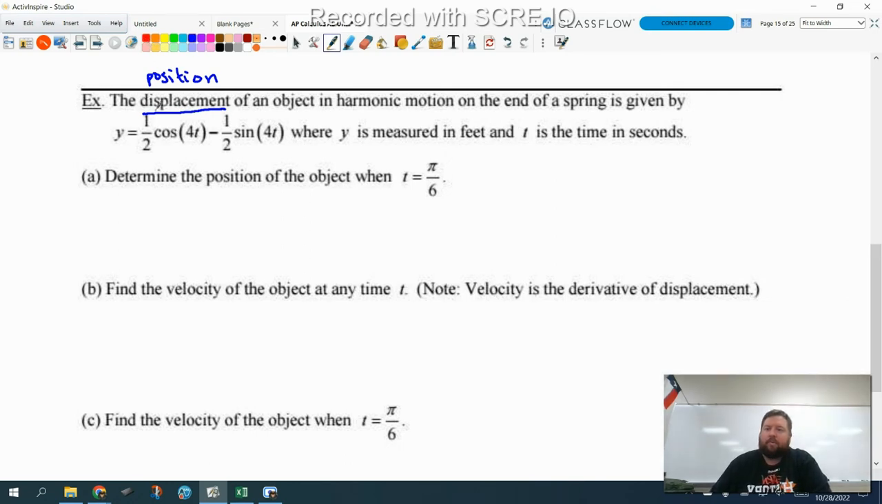All right, so problem A, it says determine the position. Remember, position and displacement are the same thing, of the object when t is equal to pi over 6. So this is a simple plug and chug. We're plugging pi over 6 into the function given to us, because that is the position function.